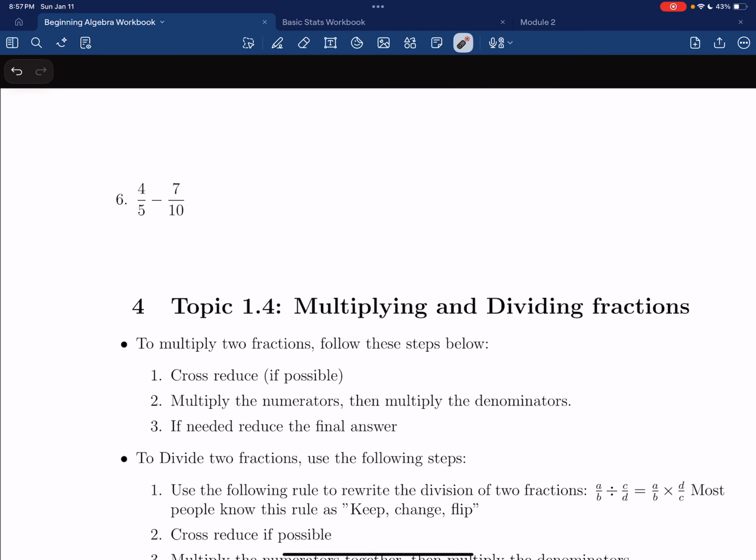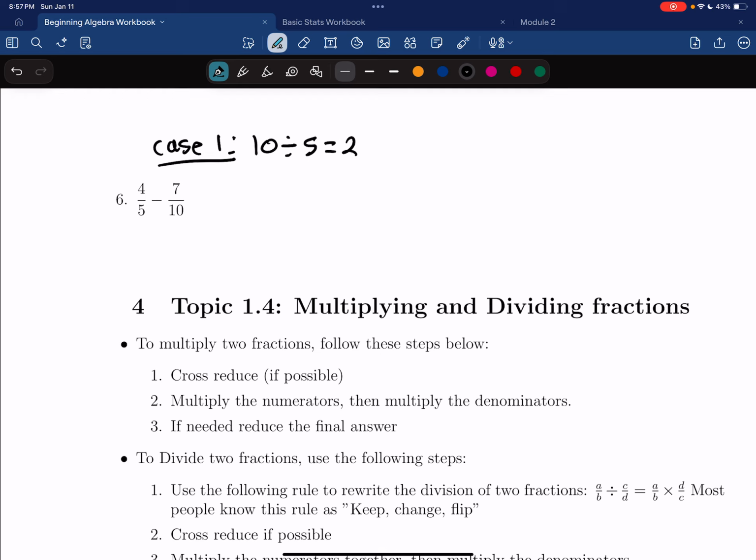Now, looking at example number 6, if you haven't tried this problem on your own, I encourage you to try this last example problem before we end this section of the notes. Now, assuming you have worked through it, let's go through it together. So, looking at our largest value, we have a 10, and our smaller value is 5. Is 5 divisible by 10? It is. So we have case number 1 in this case. So 10 divided by 5 equals 2. So this means that our common denominator is whatever our largest value is, and that's 10.